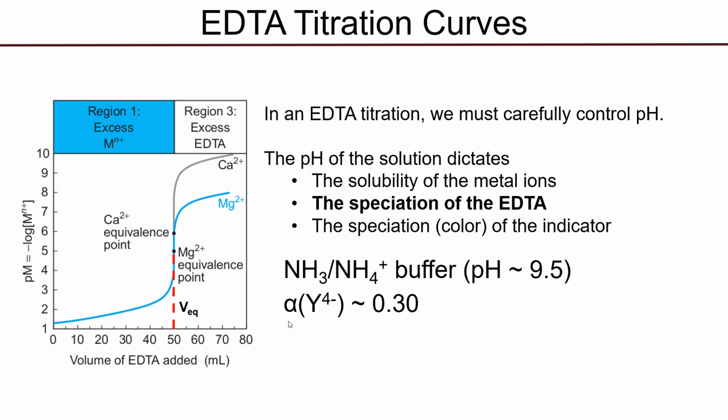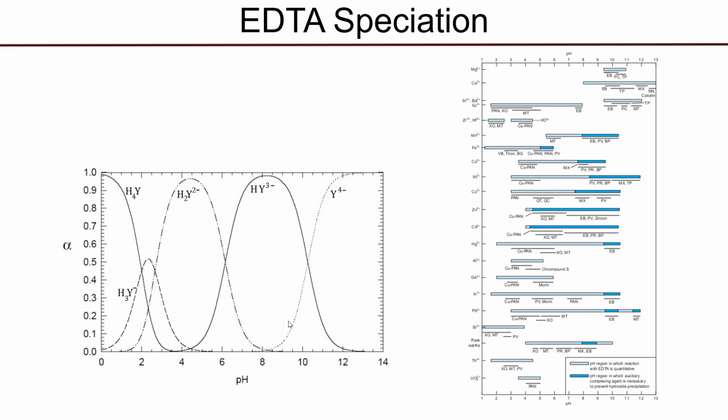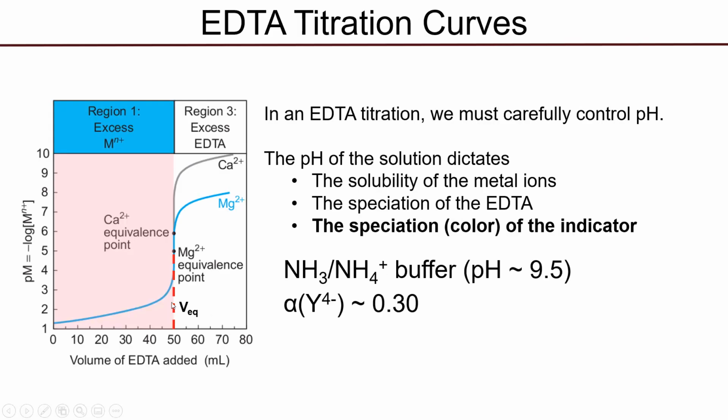Lastly, because that's probably not complicated enough, we have to consider what the color of the indicator is going to be at the pH where the EDTA is mostly deprotonated and the metal ion is still mostly soluble and available. And this is where we have to think about the pKa of the indicator as a weak acid and make sure we'll still be able to observe a color change when it goes from bound to the metal cation to released into solution.